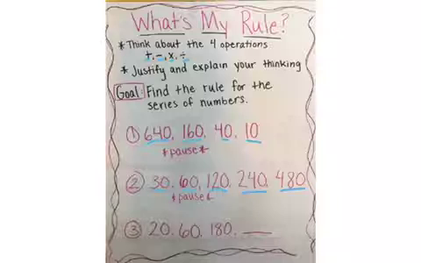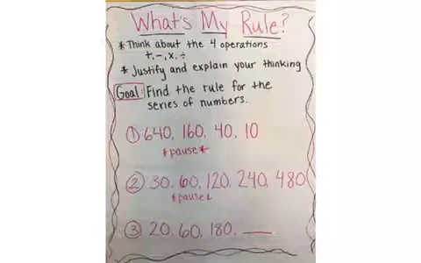Last one. Let's take a look at this last series of numbers. 20, 60, 180. What number would come next? Pause this video, and again, on your piece of paper or in your Google Doc, show the pattern with my rule, finish the sequence, and justify and explain your thinking. And I'll see you in a few minutes.